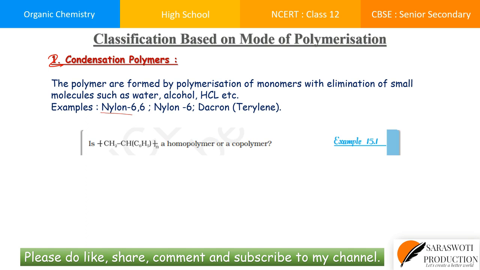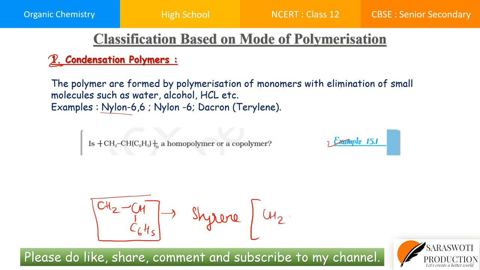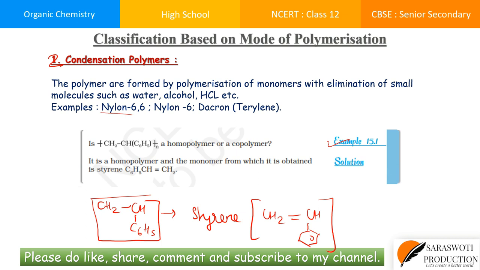It's the first example question we're going to solve today. The question says, is (CH2-CH(C6H5))n a homopolymer or a copolymer? Let's write this out in a better way. You can write this as CH2, CH, and down, C6H5. If you remember, this looks very similar to our styrene. Since we learned it under our Buna-S topic, the styrene monomer is CH double bond CH2 and down the benzene ring. So you can clearly see that this is nothing but one monomer forming a polymer. I'm sure you're feeling the same, that this is going to be a homopolymer of styrene. Let's check the answer. The answer says yes, we're right. It is a homopolymer, and the monomer from which it is obtained is styrene, C6H5CH double bond CH2.